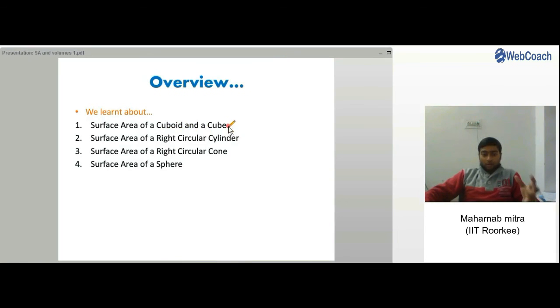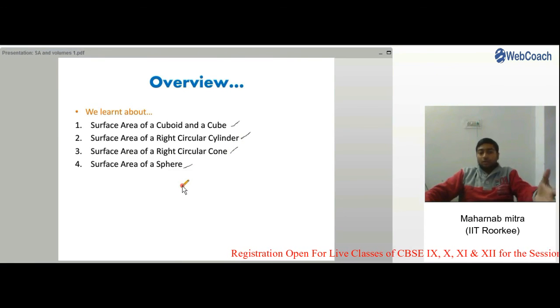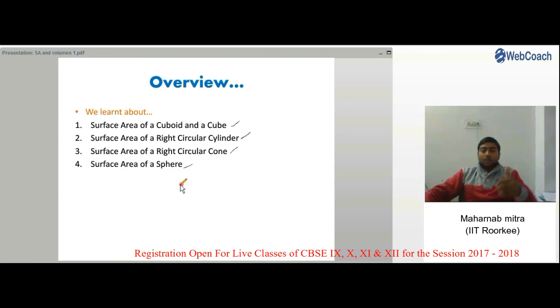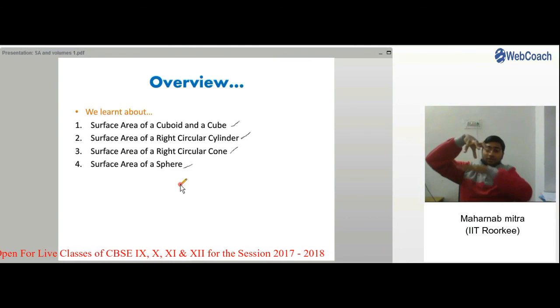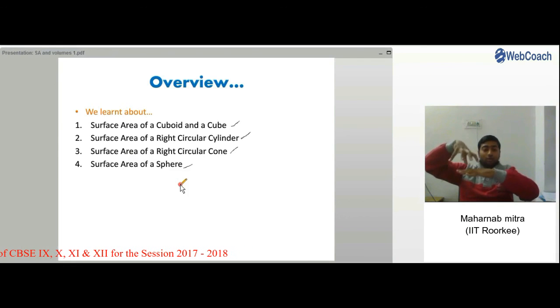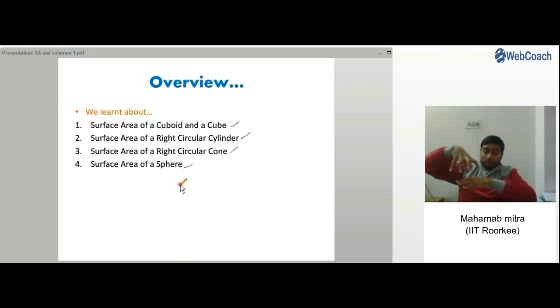So in this class we have learnt about the surface area of a cuboid and a cube, of a right circular cylinder, a right circular cone, and that of a sphere, right? And we now also know the surface area for a hemisphere, which is nothing but half of that of a sphere. And one more thing, if you are considering a hemisphere which has a flat base, at that point you have to add the top surface area as well as the base surface area, right?